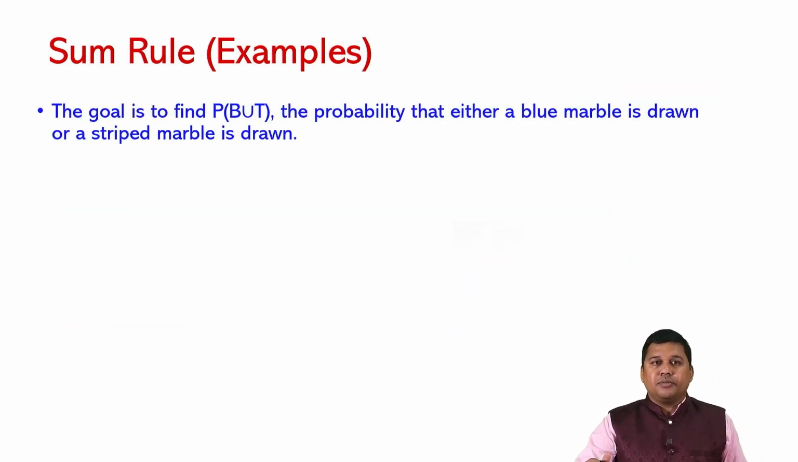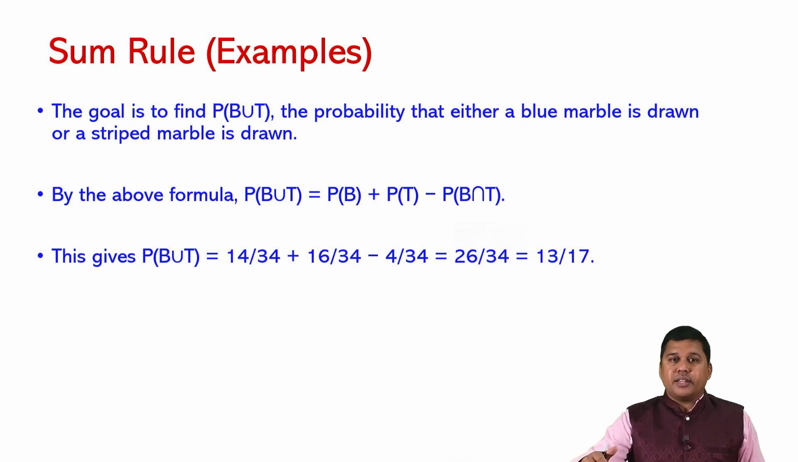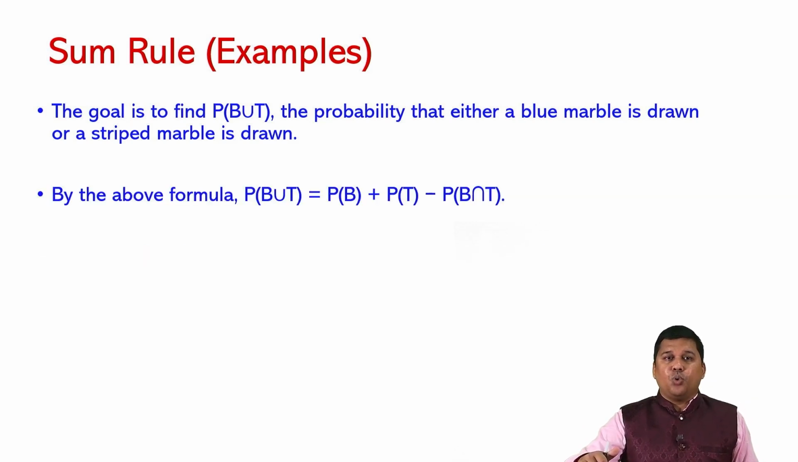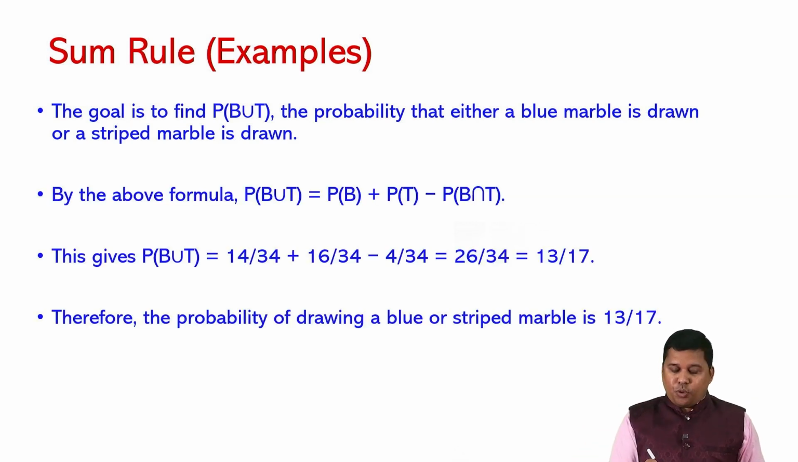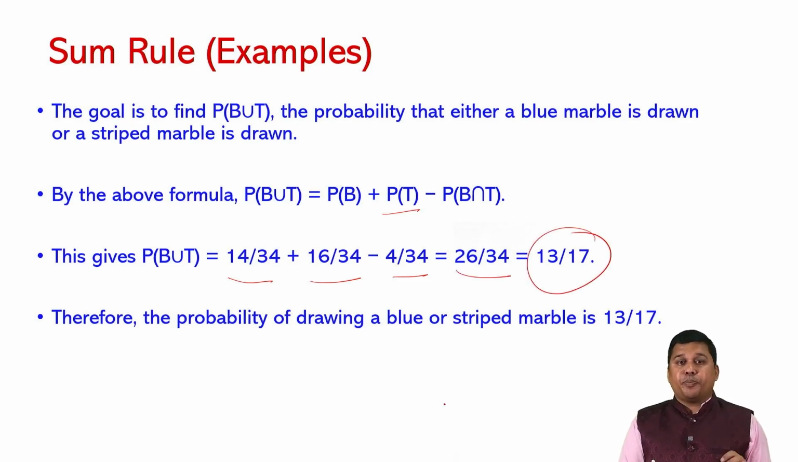So, if you see here, that is what we normally do in sets, right. So, 14 by 34 is P of B, plus P of striped is 16 by 34, minus 4 by 34, it is 26 by 34, right. So, that is 13 by 17. So, the probability of drawing a blue or a striped marble is 13 by 17, right.